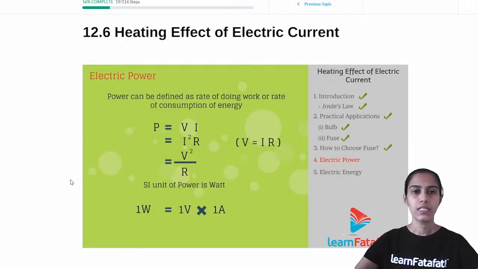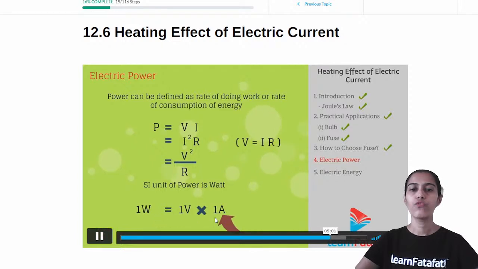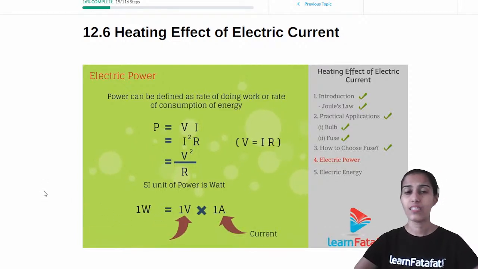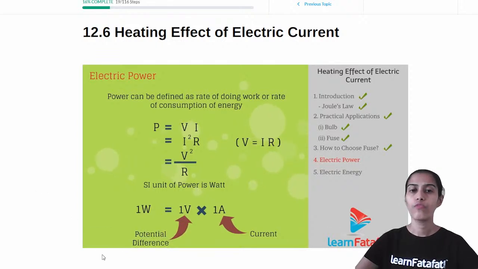Up next is 1 watt. 1 watt is 1 volt into 1 ampere. So we can define 1 watt as power consumed when the potential difference across the circuit is 1 volt and the current passing through it is 1 ampere. Okay, is it clear till here?